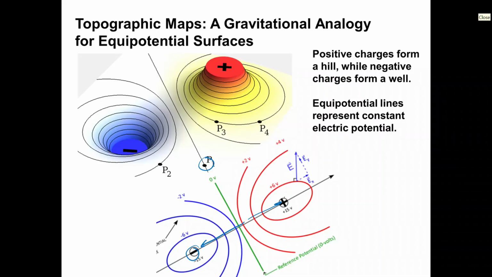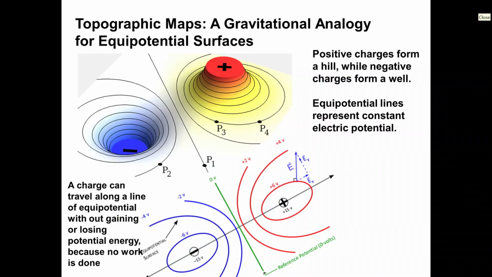And then our electric field always has to go from positive to negative. And what we're going to find is that the electric field always has to cross these potentials at 90 degrees in every case. And a charge can travel along any one of these lines and never lose potential energy. There'll never be any work being done.